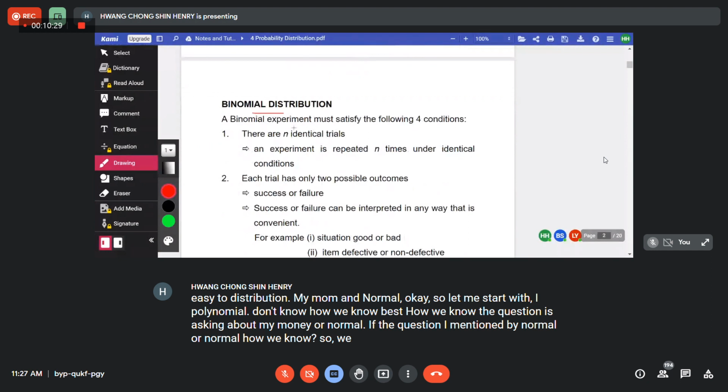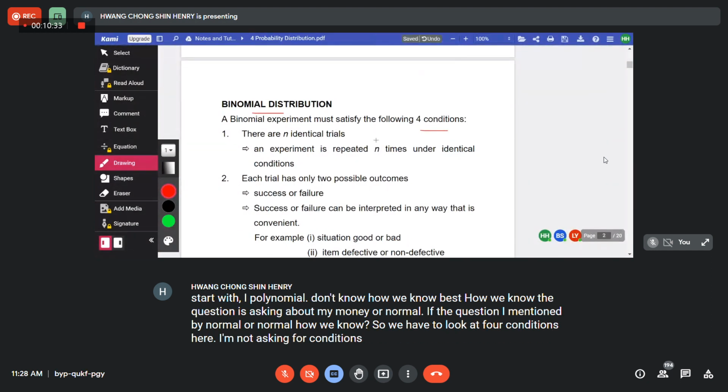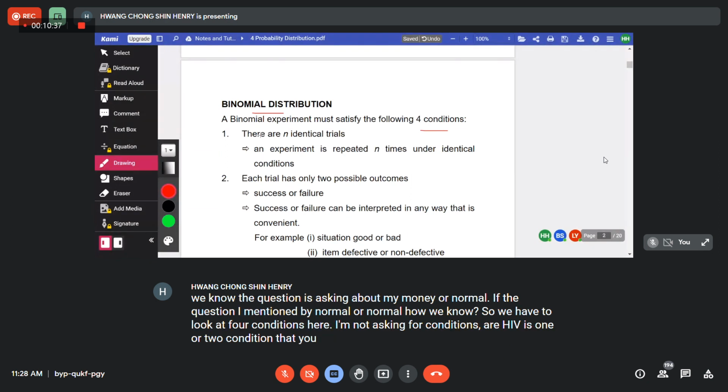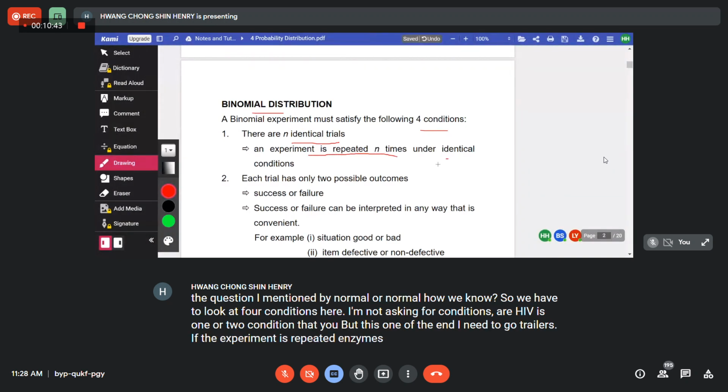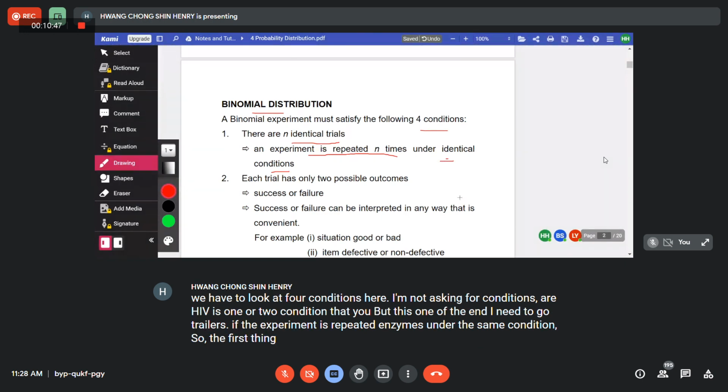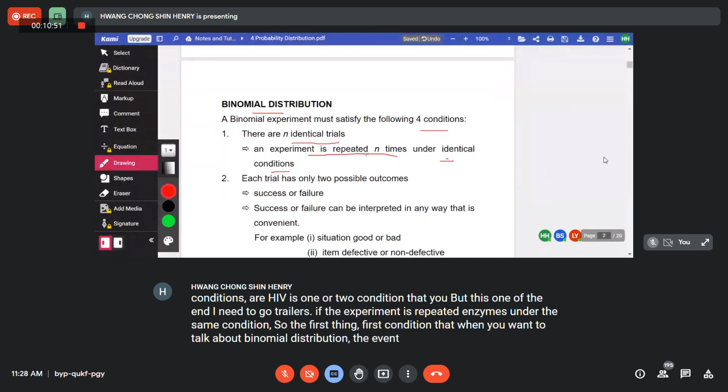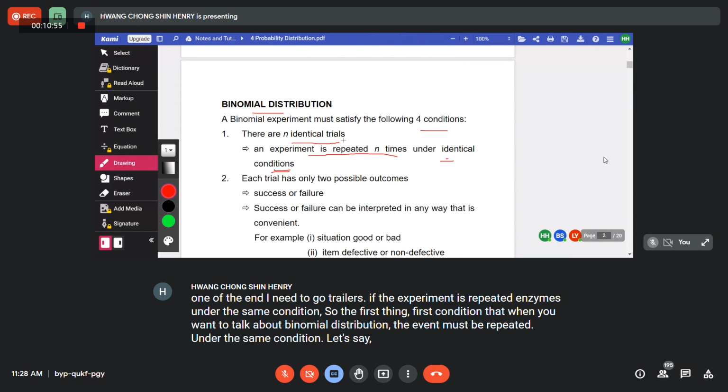So we have to look at four conditions here. I'm not asking you to look at four conditions. Actually, there's one or two conditions that you can spot. The first one, out of the n identical trials, is that the experiment is repeated n times under the same condition. So the first condition, when you want to talk about binomial distribution, is that the event must be repeated under the same condition. Let's say you throw a coin.